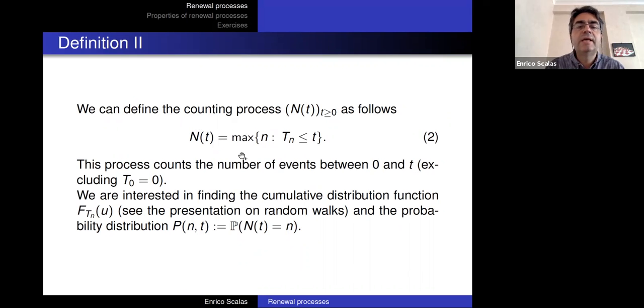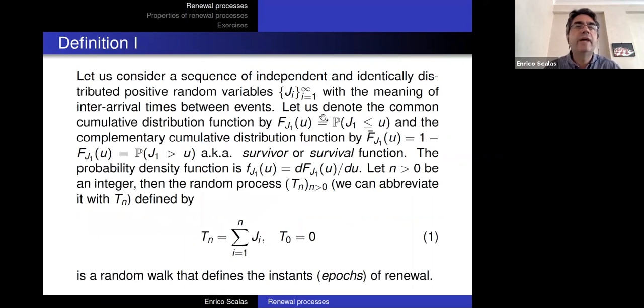So this is neglecting the event at 0 and counting the number of events between 0 and t. And we use the maximum here because we are assuming that we have a finite number of events. The number is arbitrary, but finite between 0 and small t. So you could have 0 events, so nothing happens. You have one event, there is one event in the middle between 0 and t, 2 events, 3 events, etc., but not an infinite number of events. So any finite number. Yes?